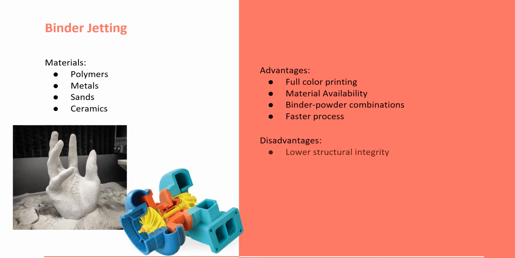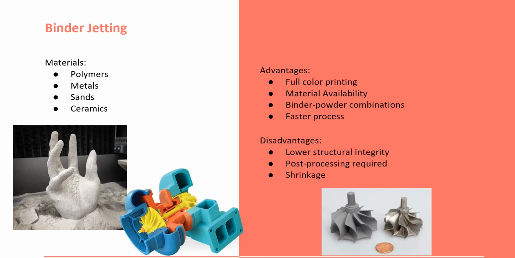Unfortunately, binder jet parts have low structural integrity, and parts that are bonded but not yet heat treated can be very difficult to handle. Post-processing is required, and parts are prone to shrinkage at this time. The amount of shrinkage is easier to predict for smaller parts, but it is a challenge for bigger parts, making dimensional accuracy a little harder to achieve.